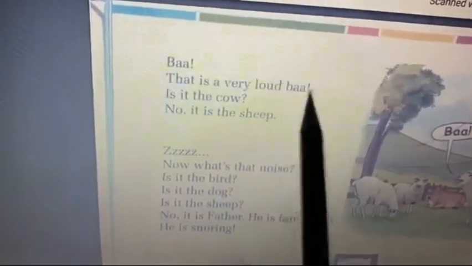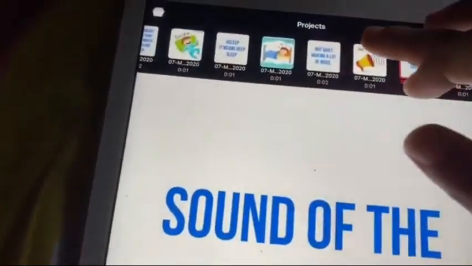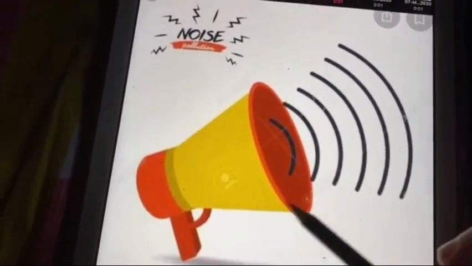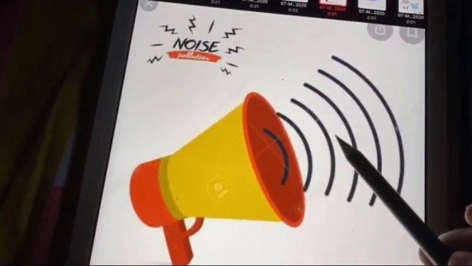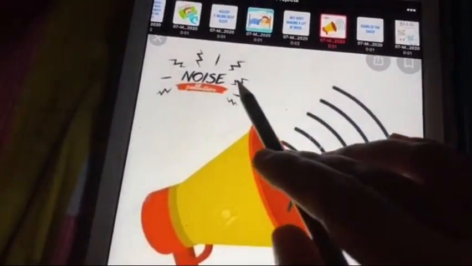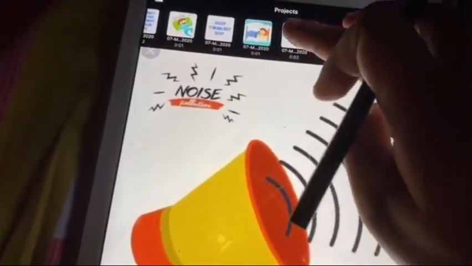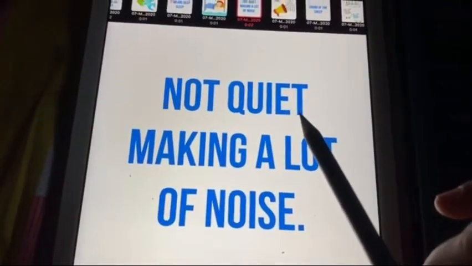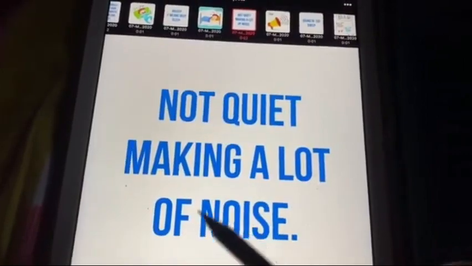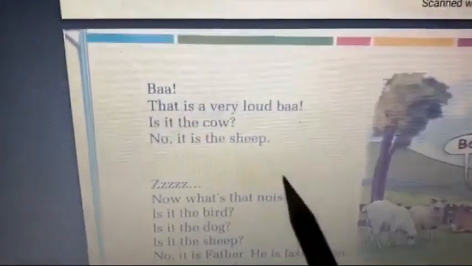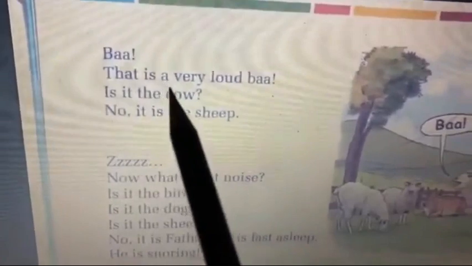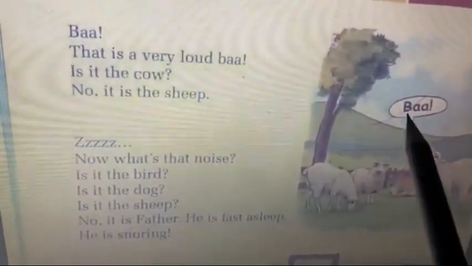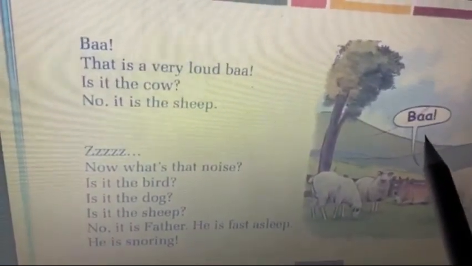Loud. Now what do we mean by the word loud? Children, loud. Can you see this speaker? There's some loud sound coming out of that speaker, which is referred to as noise. Children, loud means not quiet, making a lot of noise. So, this loud ba is referred to as the sound of the sheep, which is not quiet, which is very noisy.